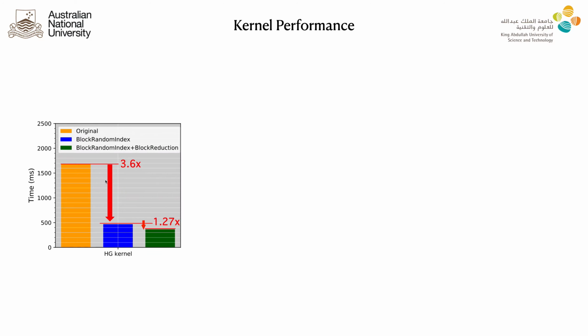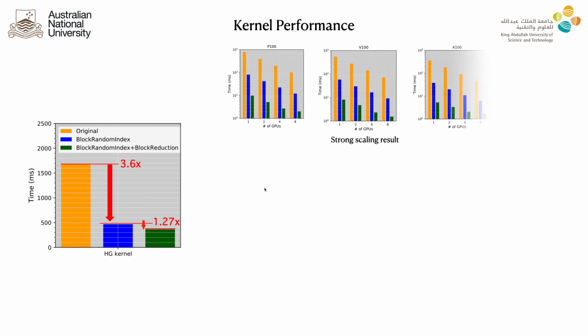Now we will show the kernel performance. As shown in this figure, this is the performance decomposition over different techniques. When we use block random index, we have a 3.6 times acceleration. When we further use block reduction, we see a 1.27 times acceleration. This result is generated on A100.